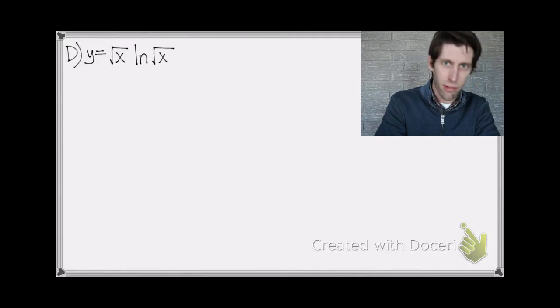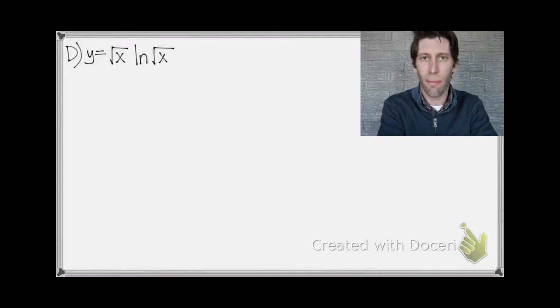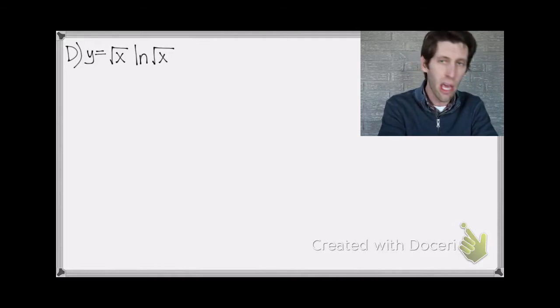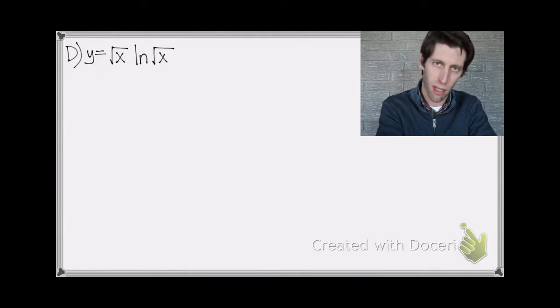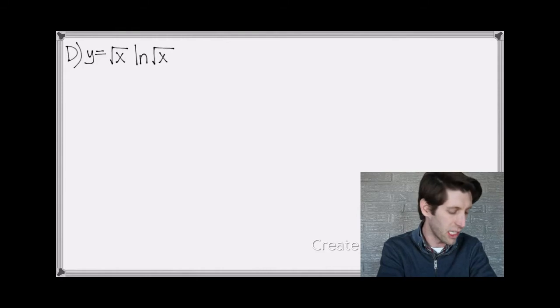Ooh, squares off a little bit there, apologies. So what we're going to do next is the final part of this last example, which is to differentiate the square root of x times ln of the square root of x. So go ahead and pause the video at this point, give this one a shot, come back after you've given it an attempt, and we'll go through it together.